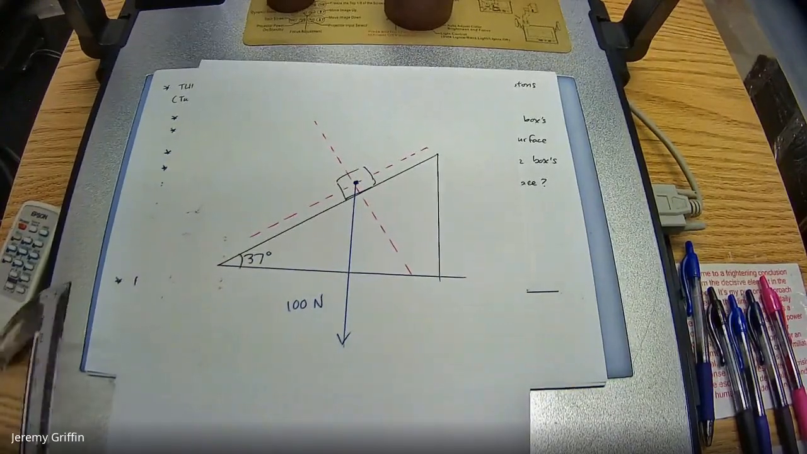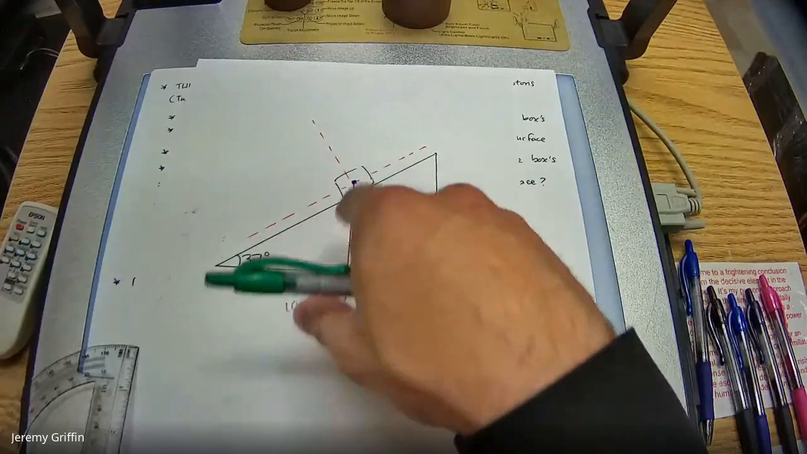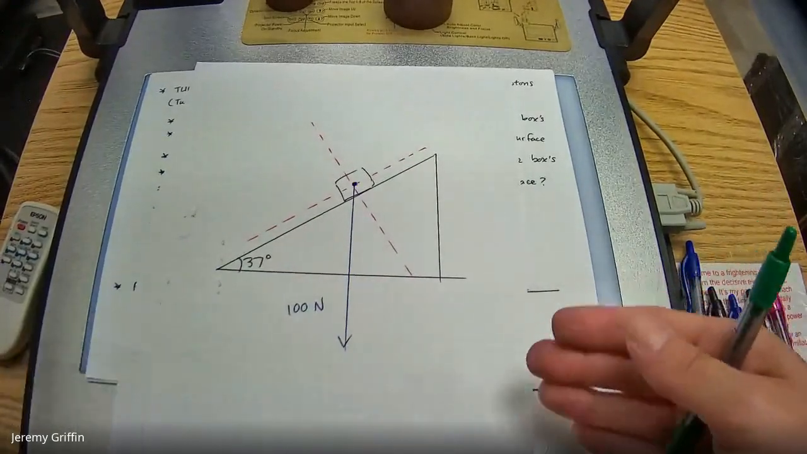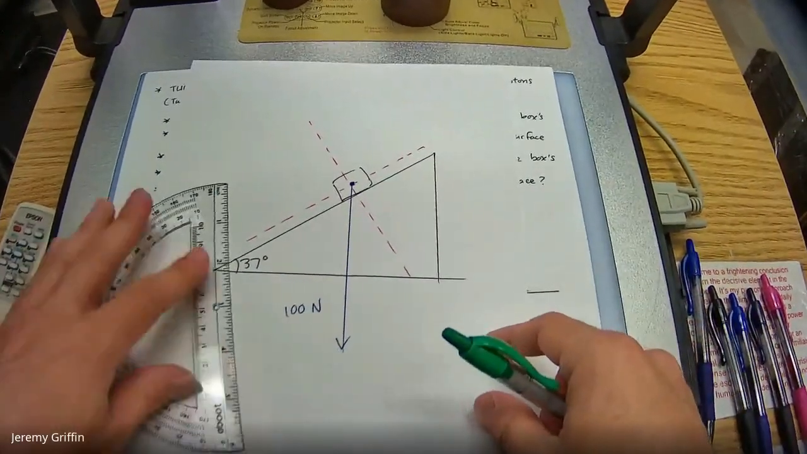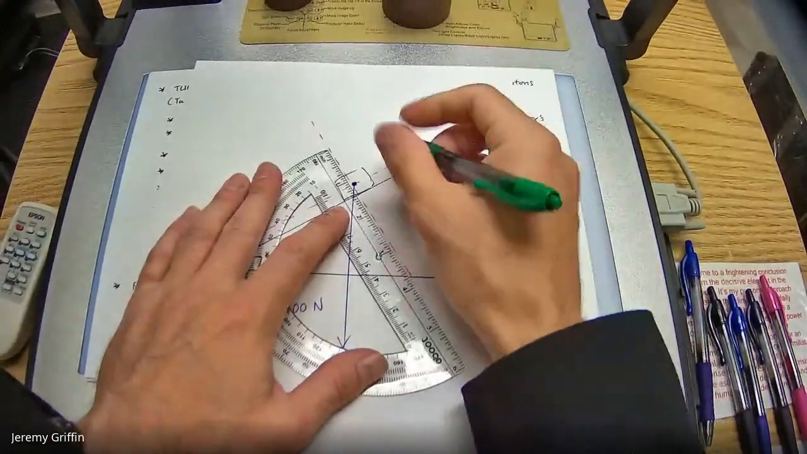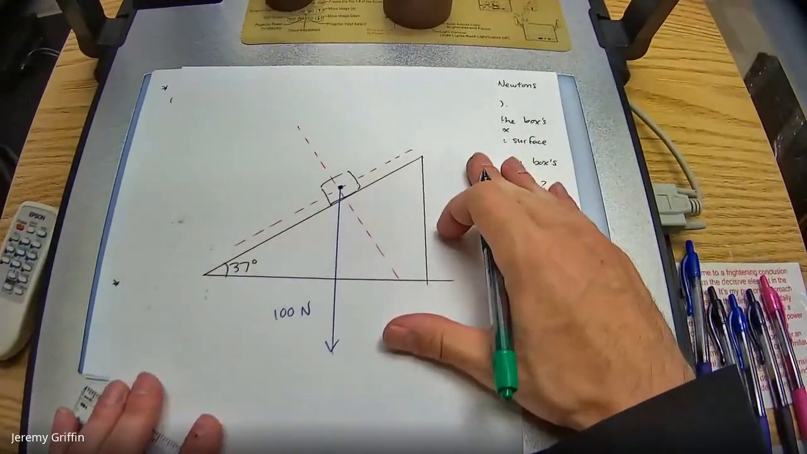And that's usually how this class works. Usually, whatever vector you have that you're about to break into components becomes the hypotenuse of a right triangle. Okay? So that 100 newtons, you know what can help too?